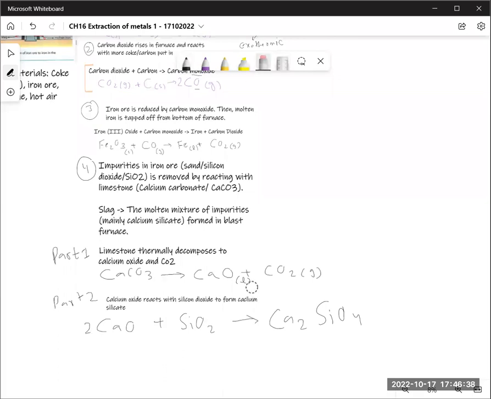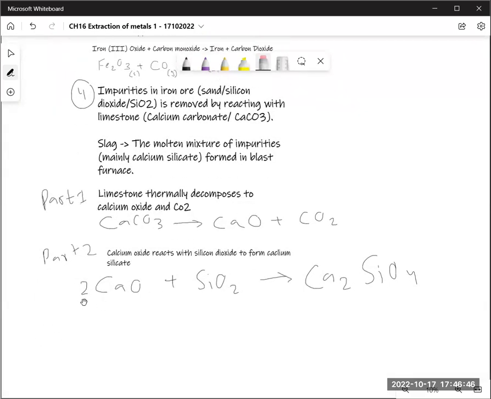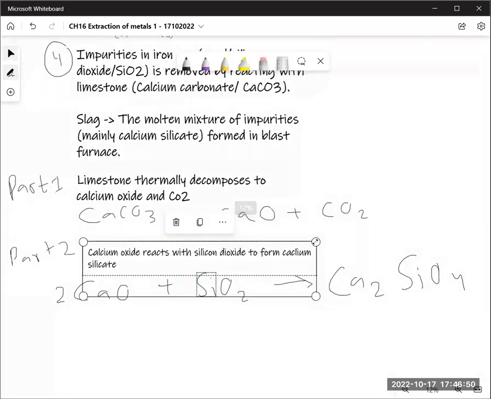Write it like this, and remove the state symbols. They won't ask you that. Answer. Done. Now, I want you to change one thing, not much.